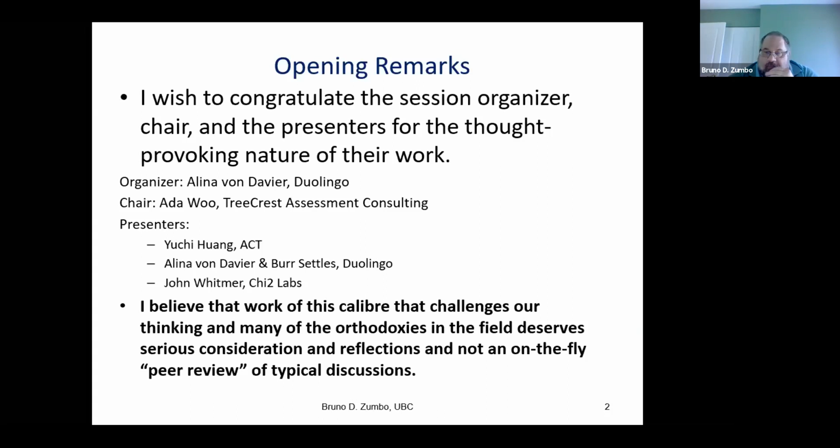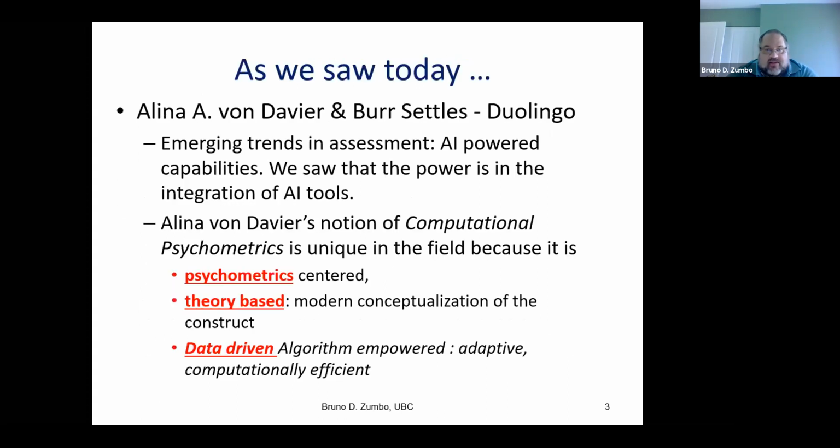I believe that work of this caliber, which challenges our thinking and many of the orthodoxies in the field, deserves serious consideration. It's not the kind you can do on the fly, like a peer review in the discussion. So this will be a blend of comment on their work and reflections on ideas it stirred in me. I'll be frank: not a lot of work I read these days stirs me. We're in a filling-in-the-blanks phase, but some of it does, and this certainly does. I strongly recommend that you all read this work. But let me give you some of my comments.